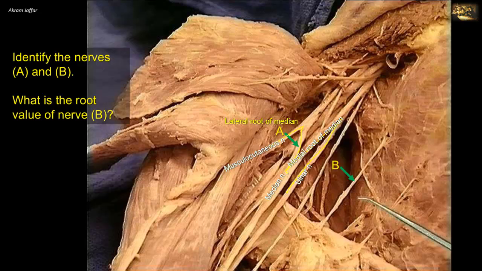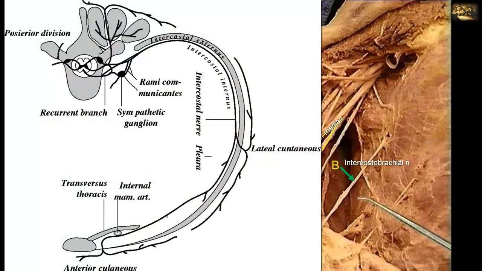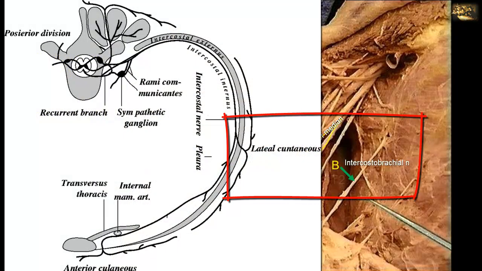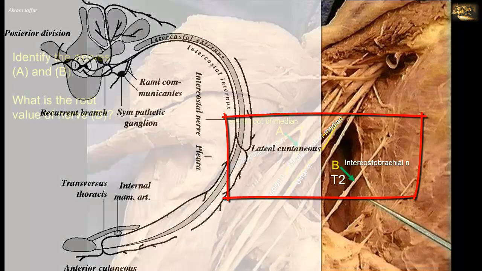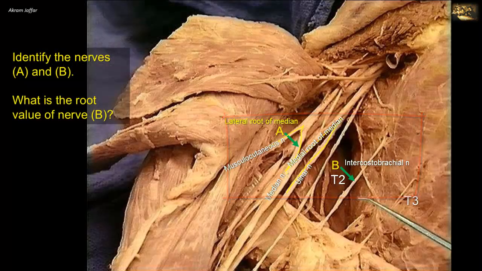Nerve B arises from the thoracic wall. To be specific, it is the intercostobrachial nerve. It is the lateral cutaneous branch of the second intercostal nerve from T2. It is not included in the brachial plexus, which is formed by anterior primary rami of C5 to T1. The intercostobrachial nerve supplies the skin of the floor of the axilla. The subsequent nerve is the lateral cutaneous branch of the third intercostal nerve.